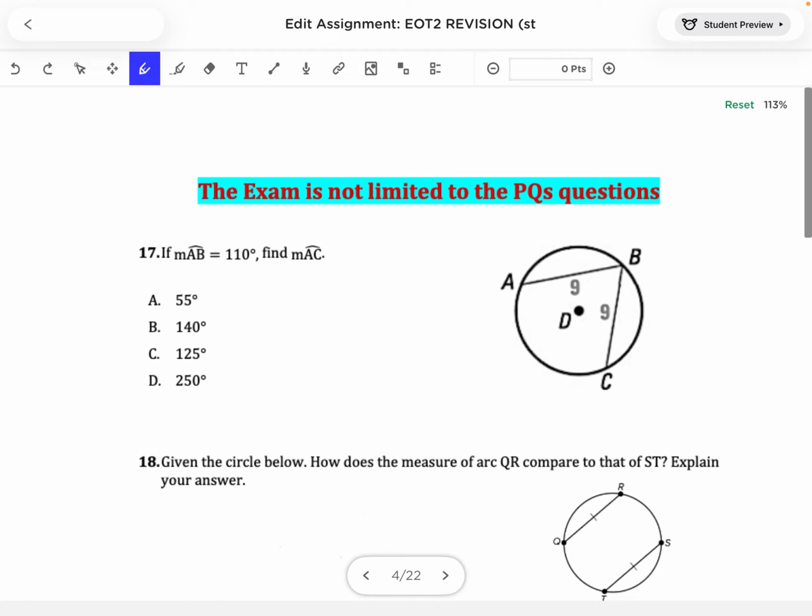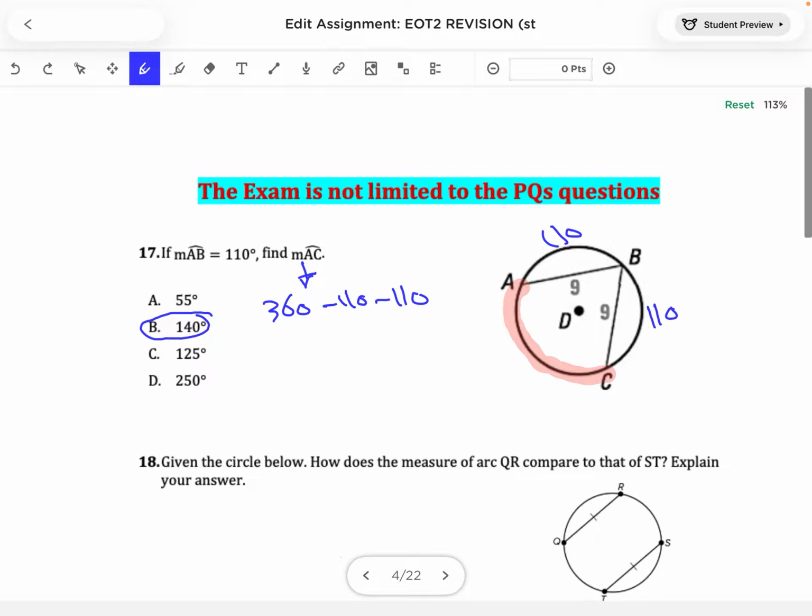They need the measure of arc AC. Since these two chords are equal, the arcs will be equal. If arc AB is 110, then this arc will also be 110. And arc AC will be 360 minus 110 minus 110, which is 140 degrees.